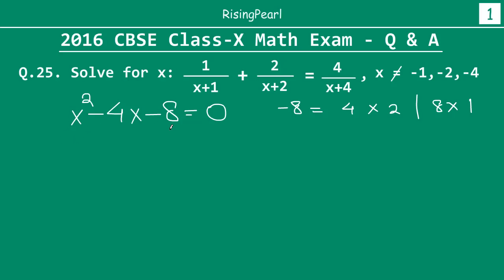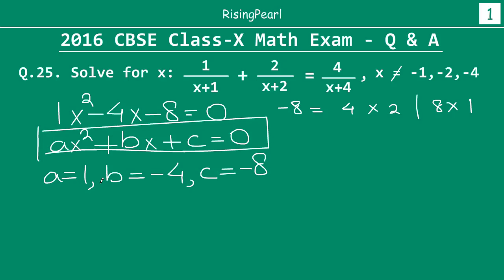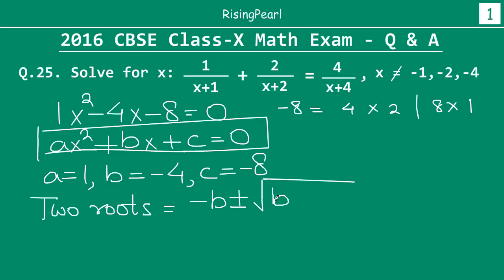Well, we know that there is a formula to find the two roots of a quadratic equation. So let's write it. If you compare this with the standard form of a quadratic equation, which is ax squared plus bx plus c equals 0, then a will be equal to 1, b will be equal to minus 4, and c will be equal to minus 8. The formula to find the two roots is minus b plus or minus square root of b squared minus 4ac, the entire thing divided by 2a, where a is 1, b is minus 4, and c is minus 8.